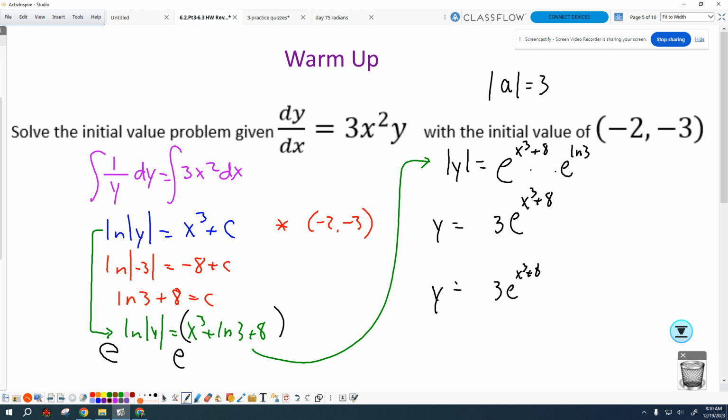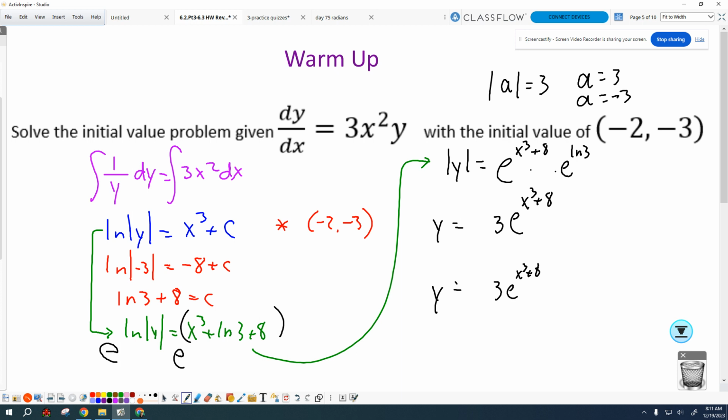Massimo, if I say the absolute value of A equals 3, what are the two possible values that A could be? 3 and negative 3. So A is either positive 3 or negative 3. All right. So in doing this initial value problem, it's another one that could need some trick. Separate the variables, integrating 1 over y, I get natural log, and I need to put the absolute value in.